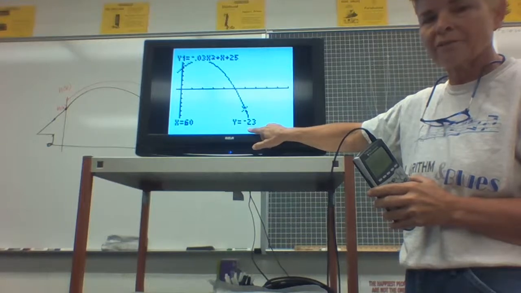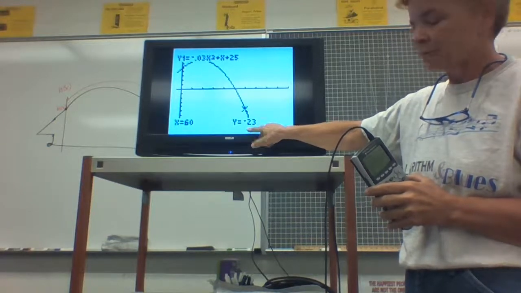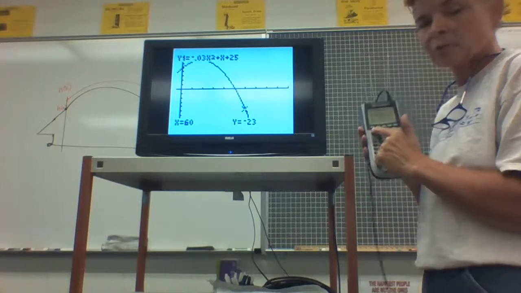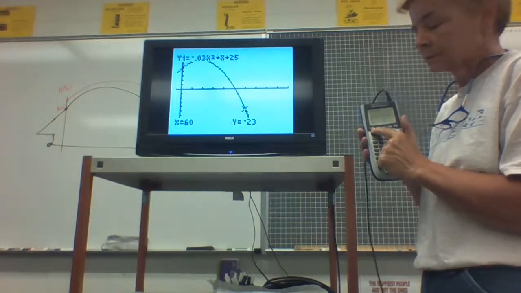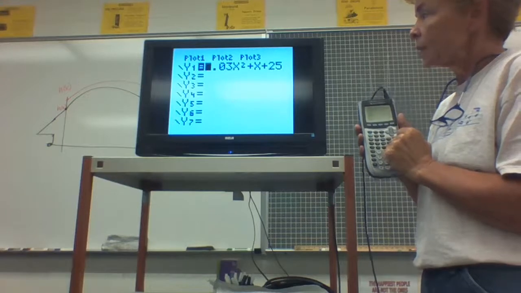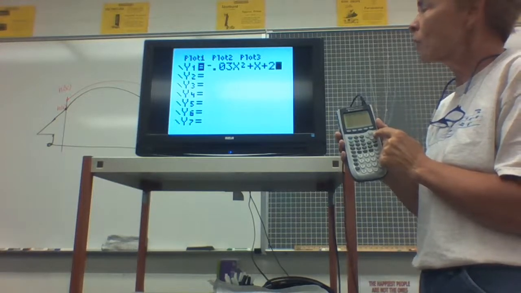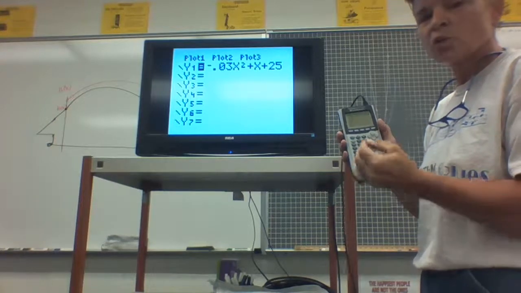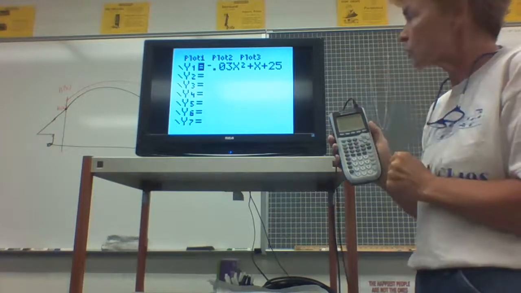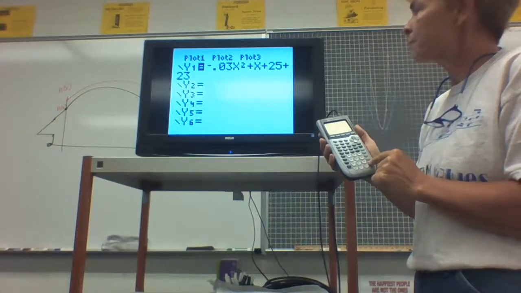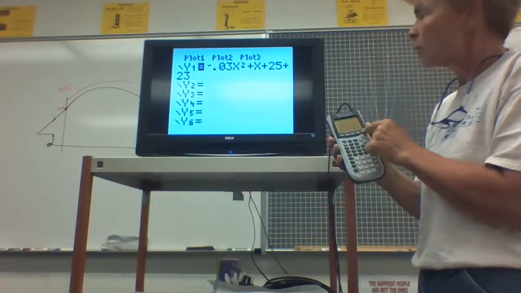That's what we have to add. Look at what happens if I do that. Remember the number 23. If I go back to my y equals screen, and I go to the end of my function, you don't even have to do anything to it. All you got to do is add 23, because we want to lift it up 23. So I'm going to add, just right on the very end of it, 23 and hit graph.